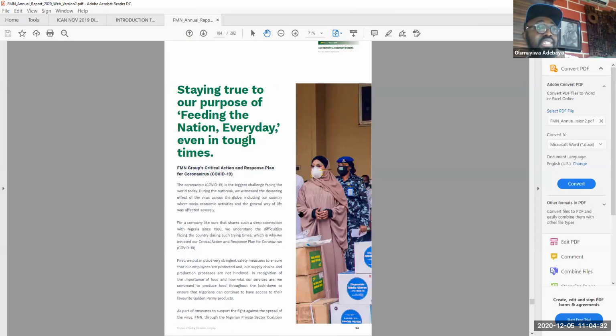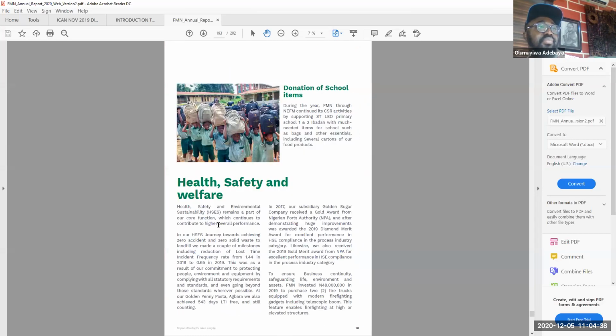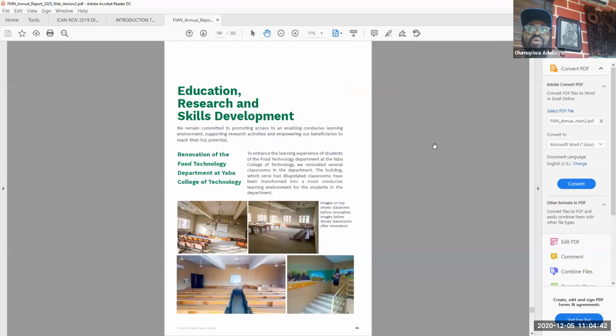These were the CSR. You can read more of that. Now let's move back to our discussion. We'll go back to chapter 4. I think we've finished with chapter 3.